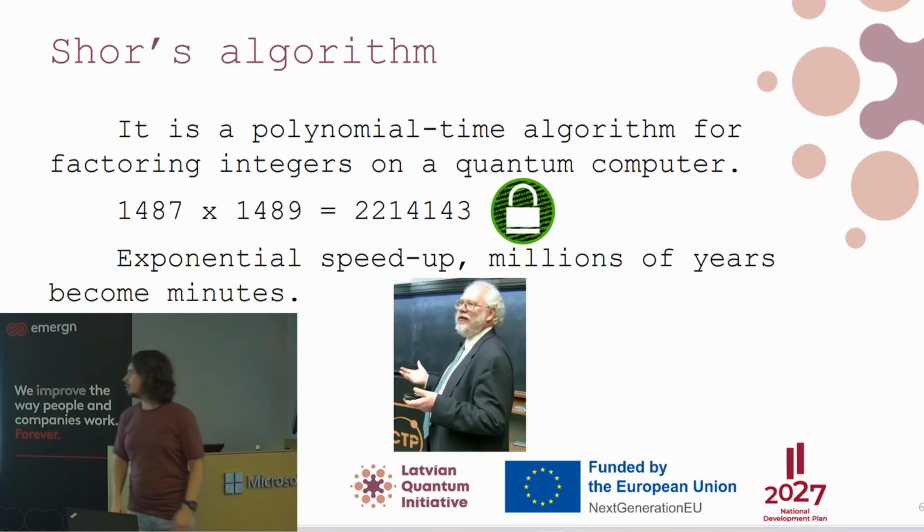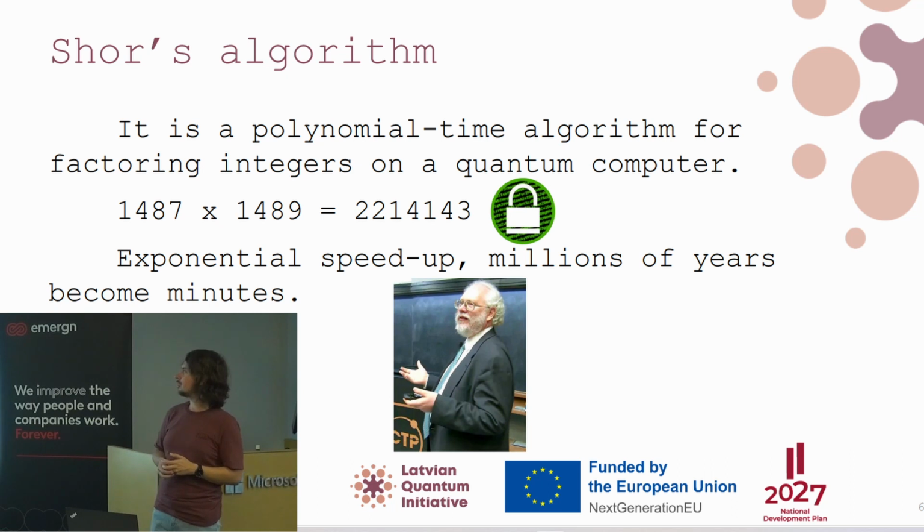And so later, after investigating the properties of quantum particles, it turned out that some of the properties can be used for advantage, so that you can perform some calculational tasks more efficiently. And one of the examples is the famous Shor's algorithm. So it is about factoring numbers.